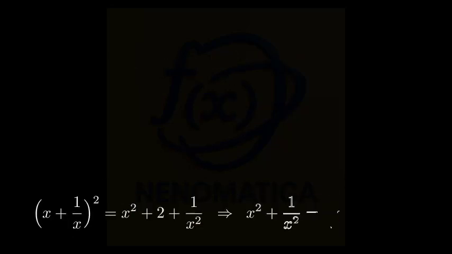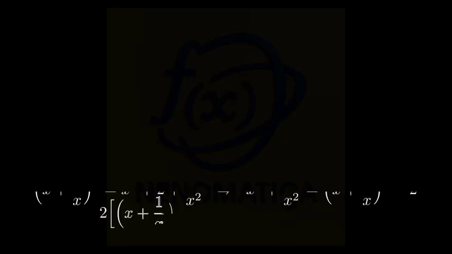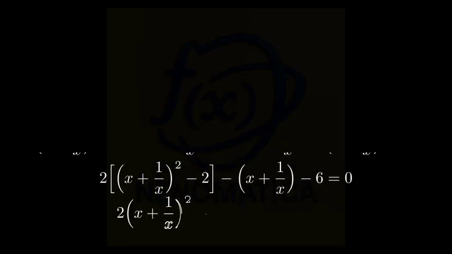Step 3. Use the identity x plus 1 over x, all squared, equals x squared plus 2 plus 1 over x squared. So x squared plus 1 over x squared equals the square of x plus 1 over x, minus 2. Substitute this into our grouped equation and simplify.